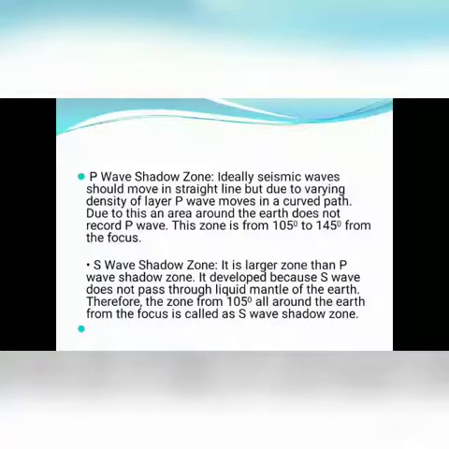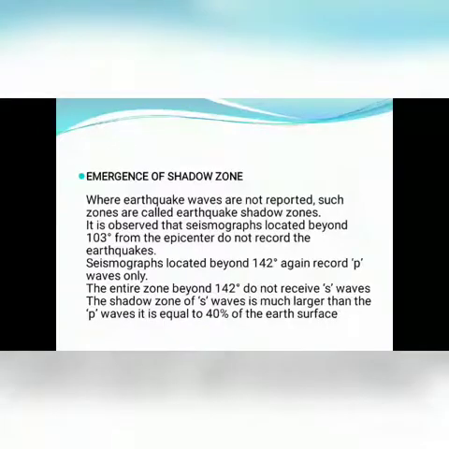Next is the S waves shadow zone. It is a larger zone than the P waves shadow zone. It developed because S waves do not pass through the liquid mantle of the earth. Therefore, the zone from 105 degree all around the earth from the focus is called the S wave shadow zone.